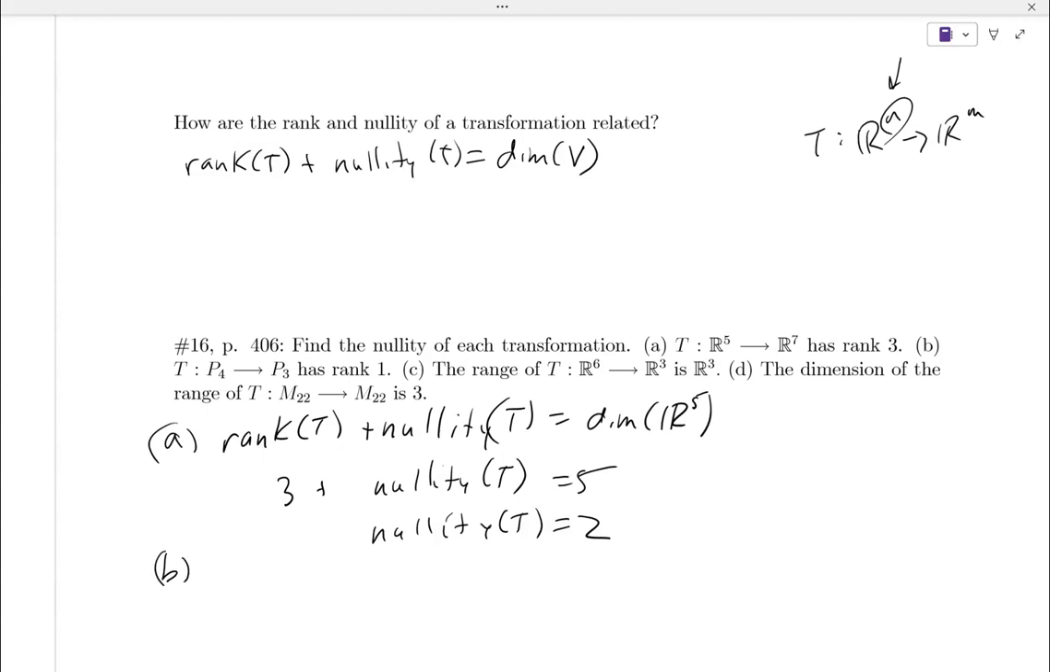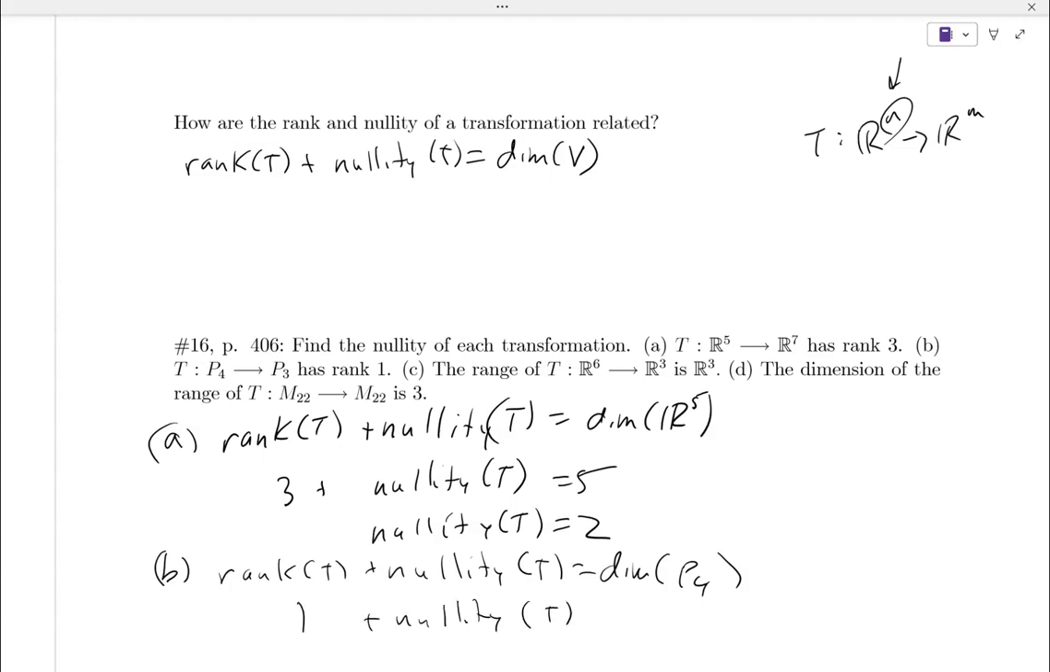Same idea. In this case, rank of the transformation plus the nullity of the transformation has to equal the dimension of what in this case? P4, right? They tell us the rank is 1. What is the dimension of P4? 5, right? Remember, it's always one more. Because to be able to generate 4th degree polynomials, I have to generate an x to the 4th, an x cubed, an x squared, an x, and a constant term, right? That's why there's 5 dimensions instead of 4. So for this one, then, your nullity will be 4.